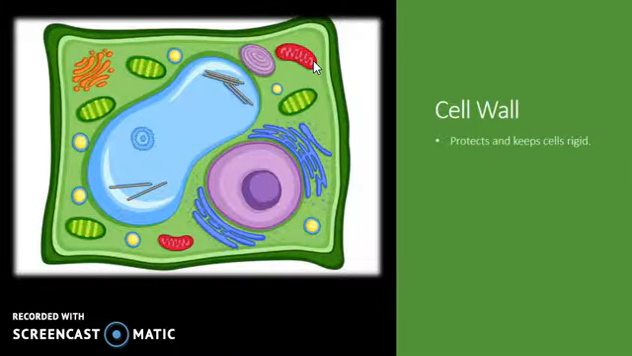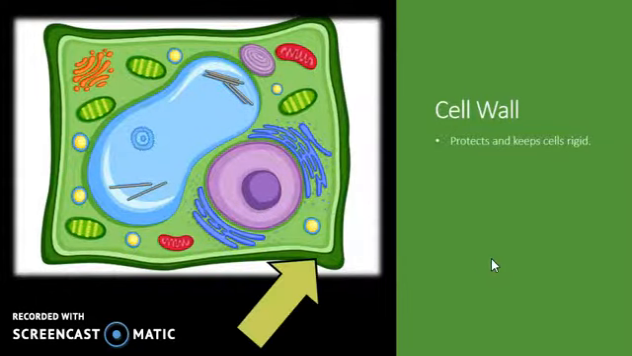Next up, we have the cell wall. This is unique to plant cells. The cell wall is a fairly rigid, protective wall that resists the strain of physical forces. The cell wall is mainly made up of cellulose fiber, and it helps maintain the shape of the cell. So the cell wall is this bad boy all the way around the outside.